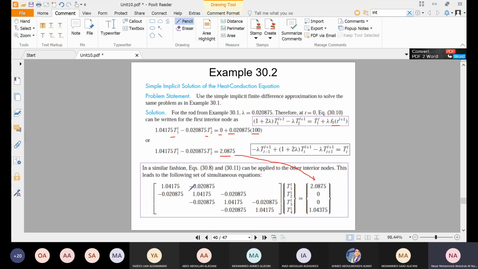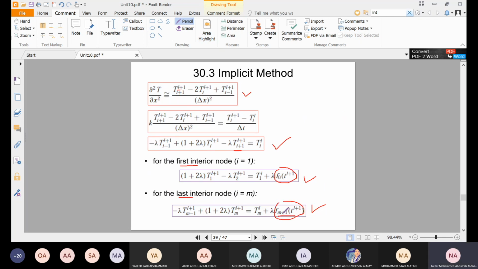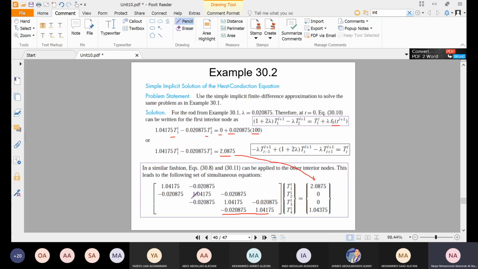So after that, we do the same thing for the last node. We substitute in the equation for the last node, because the temperature is also given for Fm, and this value is given, and this is unknown. So the terms on the right are usually knowns, and this is unknown for the last and the first node.